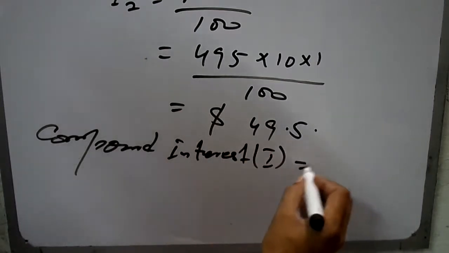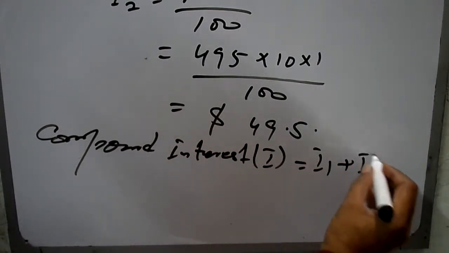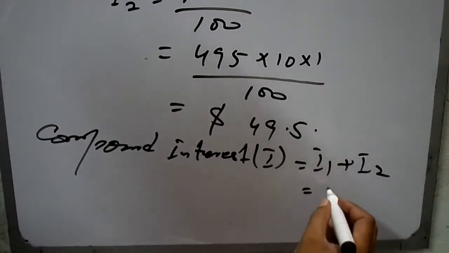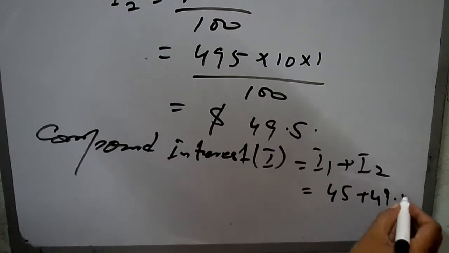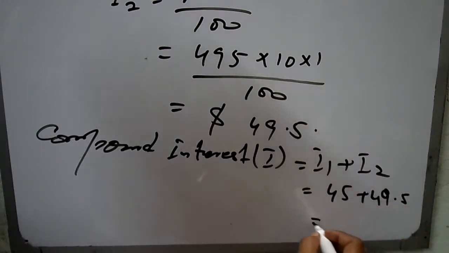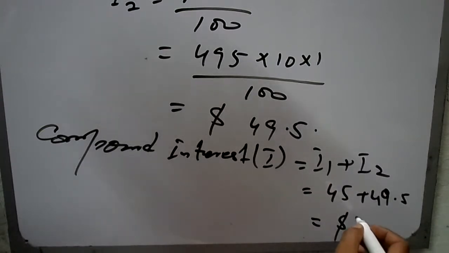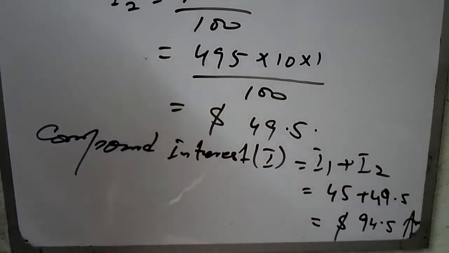So compound interest I will be I1 plus I2. We have calculated I1, that is 45, then 49.5. So the total amount, that is compound interest, will be $94.5. So that is your result.